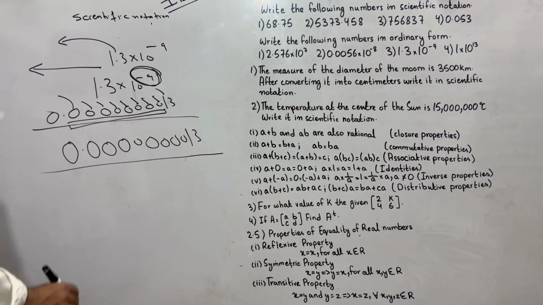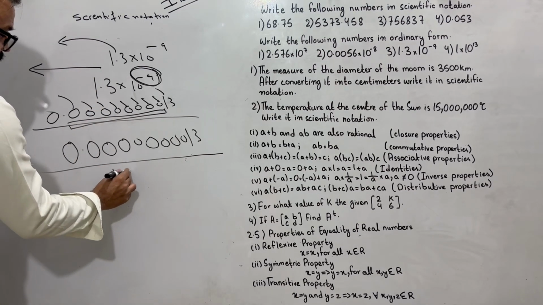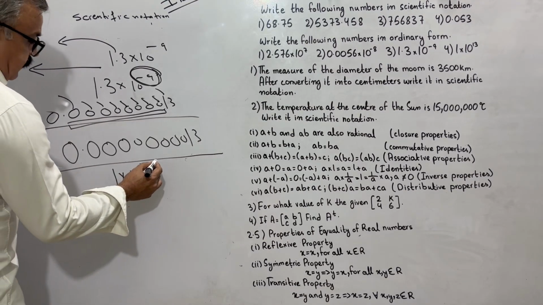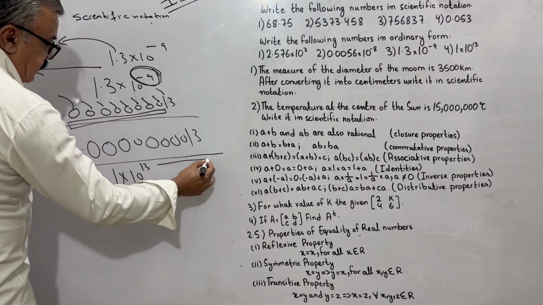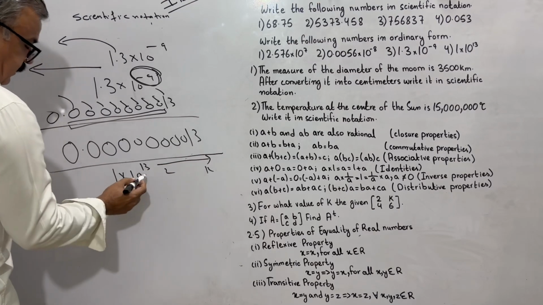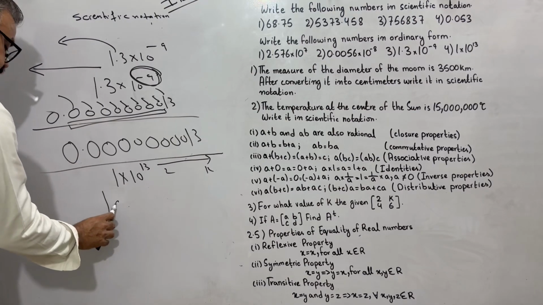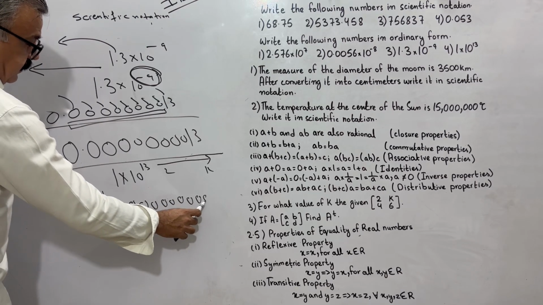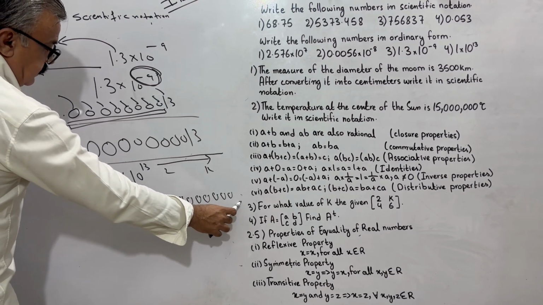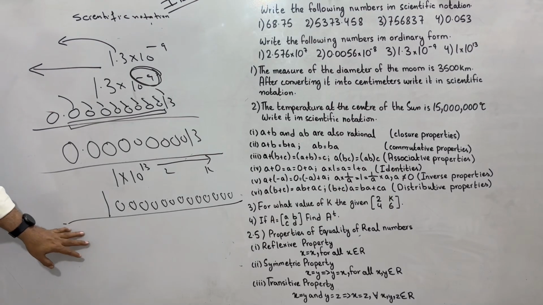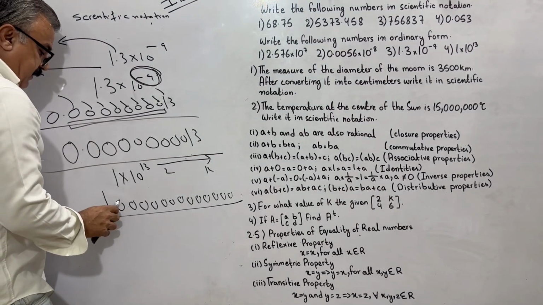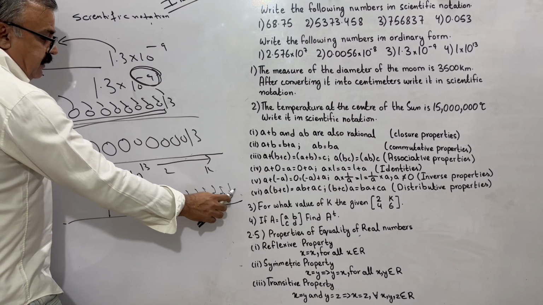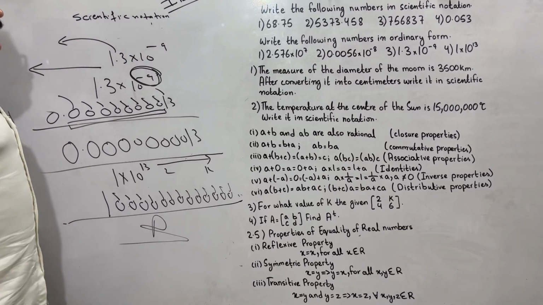And the final one is 1 into 10 raised to 13. The power, the exponent, is positive. Then the decimal has to travel from left to right. How many zeros? 13 zeros must be there. 1 with 13 zeros: 1, 2, 3, 4, 5, 6, 7, 8, 9, 10, 11, 12, 13. That's our answer in that case.